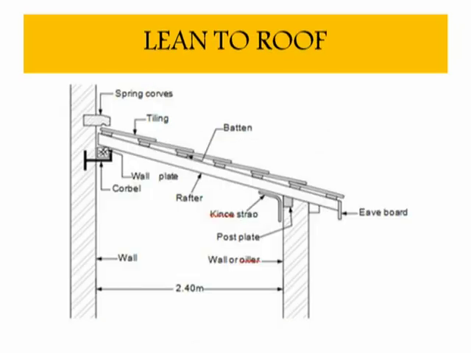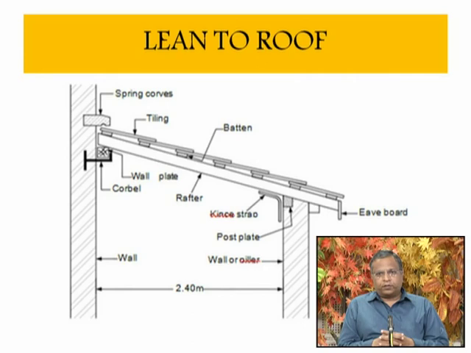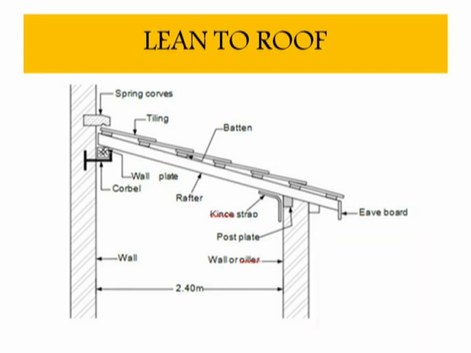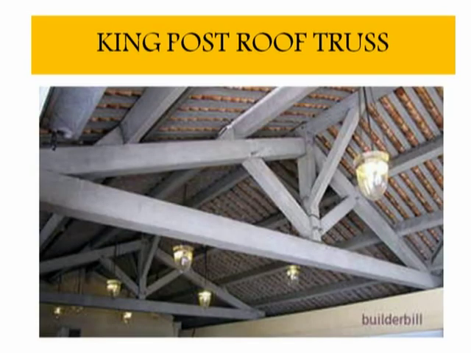This is an example of a lean-to roof. Here you can see the slope is given on one side, therefore it is known as a lean-to roof. The different tiles are provided at the top, and below this rafters and purlins are provided. These are the different components of the roof. This is an example of a lean-to roof.